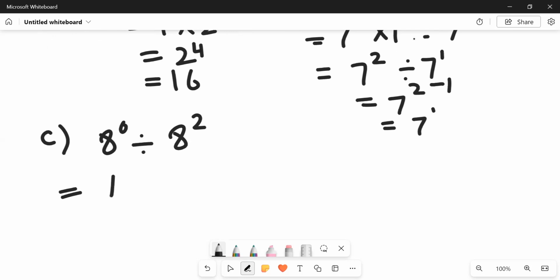Now its C part is 8 power 0 divided by 8 power 2. Now it's 1 divided by 64. So it will be 1/64.